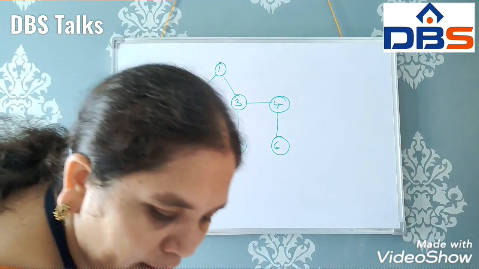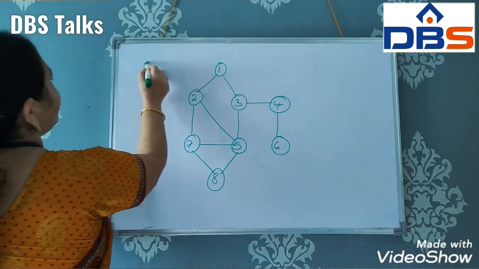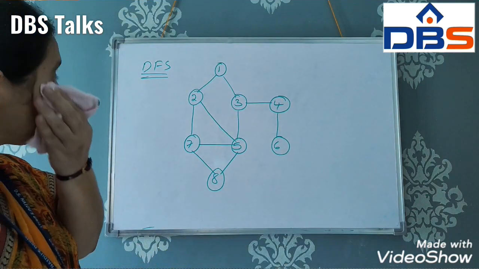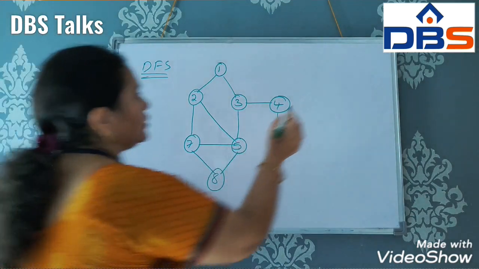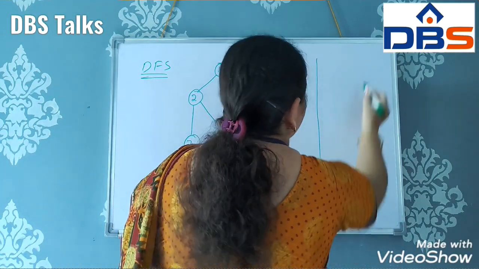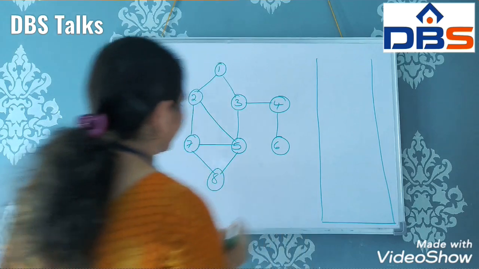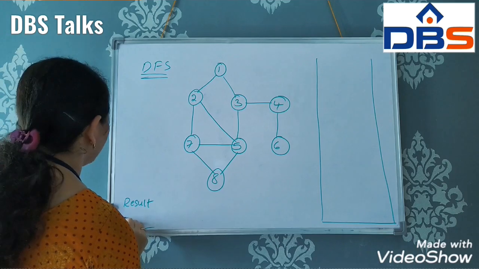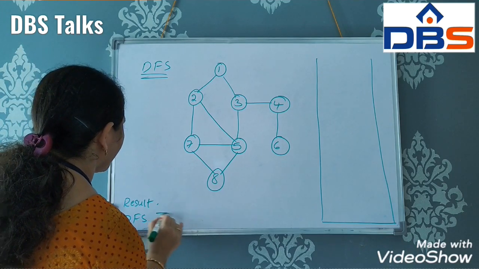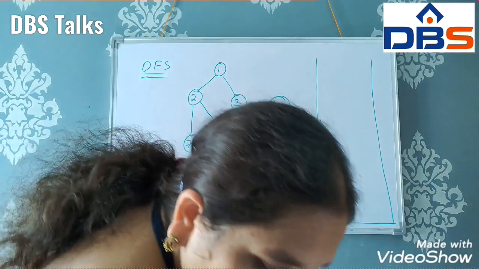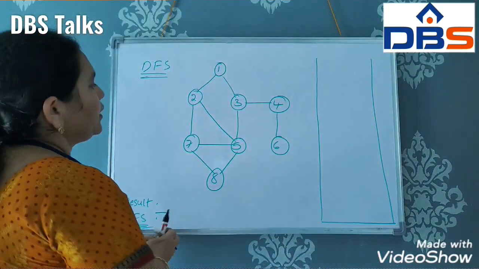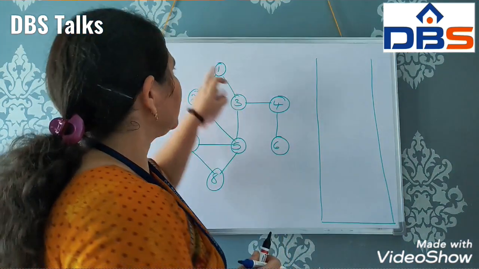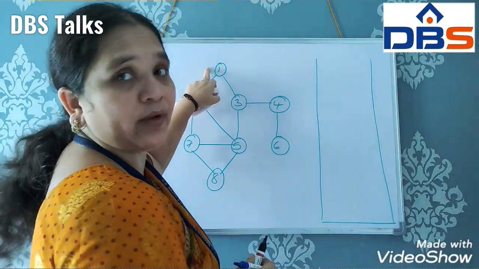So this is another example I am taking for DFS. I already gave this example in BFS also. For the same, I will perform. So here I will take a stack. This is the result of DFS. Here, as I already told, we can select any vertex. So I will select the root node, that is vertex 1.